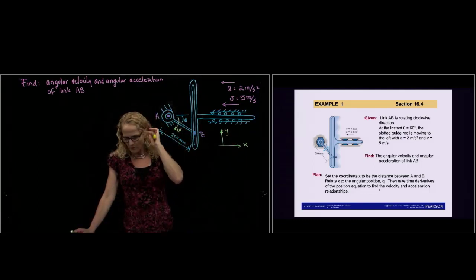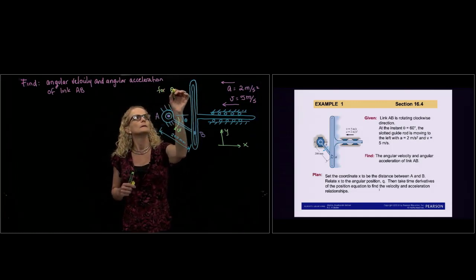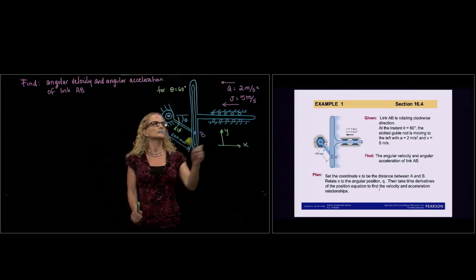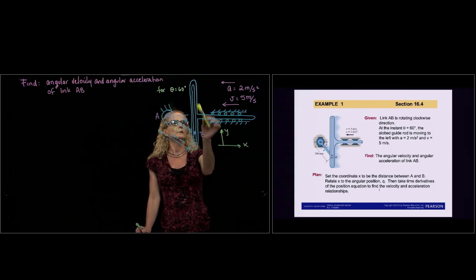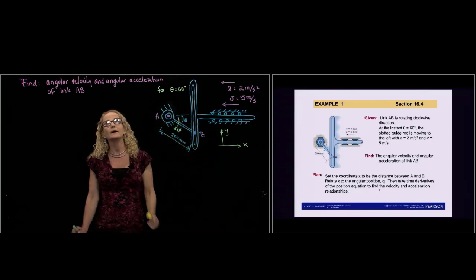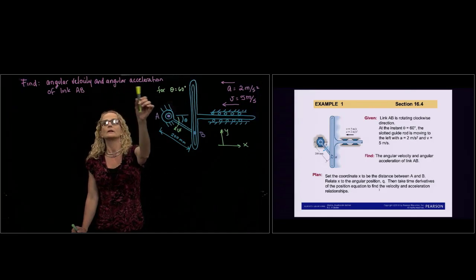They say that for an angle theta equals 60 degrees, we have a linear velocity of this link of 5 meters per second, and an acceleration of 2 meters per second squared. And they want us to find, for that position of 60 degrees, the angular velocity and angular acceleration.